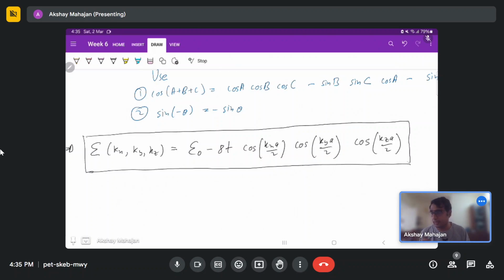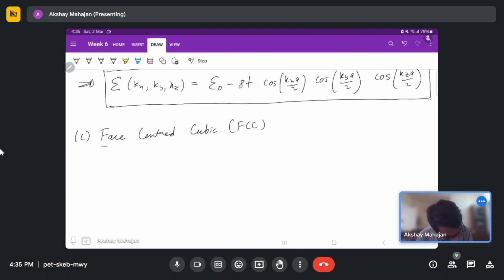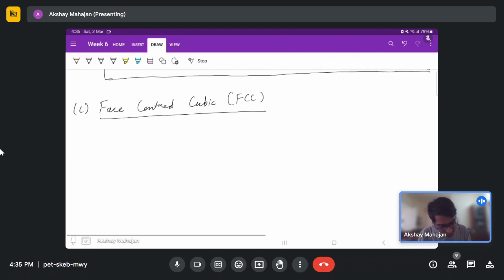Alright, so next let's move on to the C part, our last part, which was the face centered cubic case, FCC. Okay, so here we have, okay, let me just write in purple.